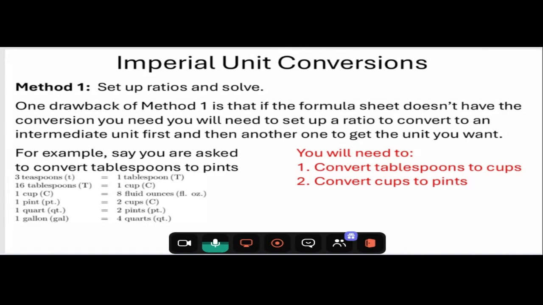So you'd have to set up one ratio for the first one, get an answer, and then one ratio for the second one, get an answer, then you have your answer. Or you might see other ways to go about that. If that's so, then that's great. For example, you might say, oh, hey, 16 tablespoons in a cup and 2 cups in a pint. That means 32 tablespoons in a pint. Now you have your own conversion factor. Super, that works as well.